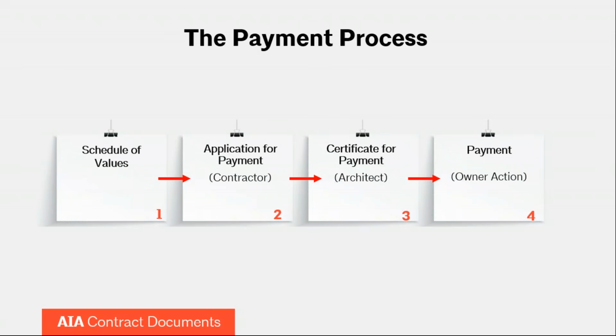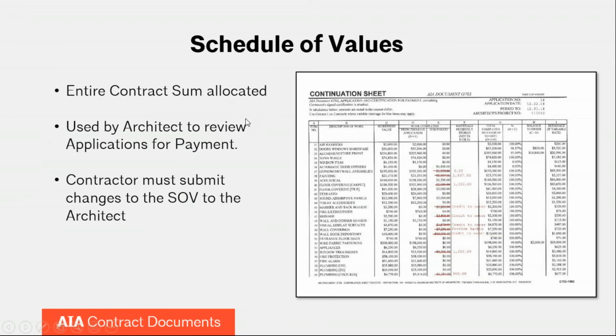It all starts with the contractor putting together what we call a schedule of values. It then goes to the contractor to create their first and then subsequent applications for payment. That goes to the architect who certifies payment, and then that goes to the architect or to the owner who actually makes payment to the contractor. So let's break that down in a little bit more detail. So the first activity of the contractor is to allocate the entire contract sum in a schedule of values.